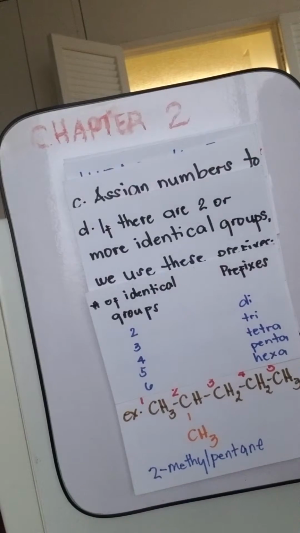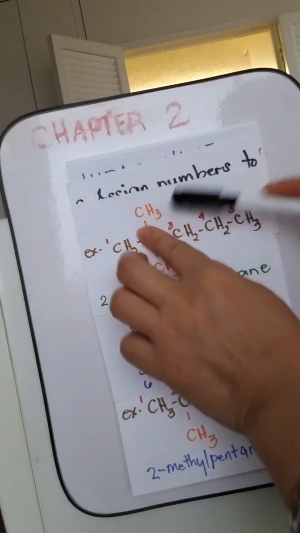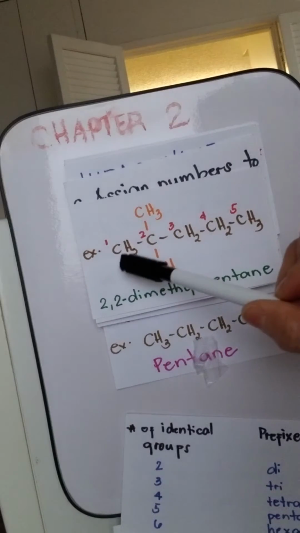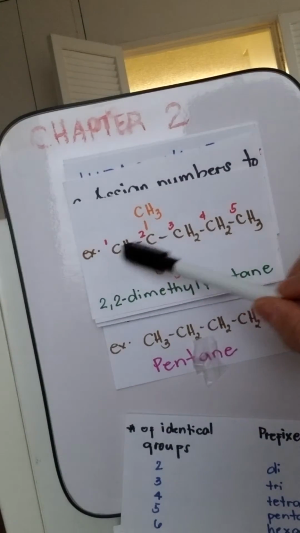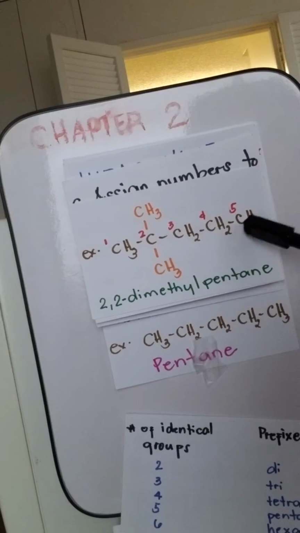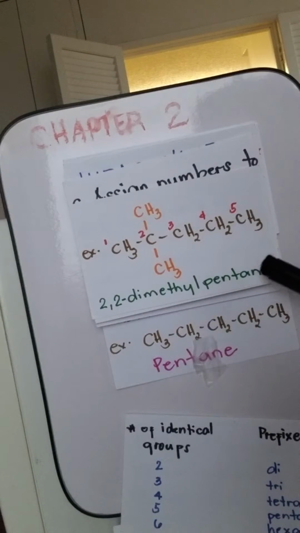For example, in this structure, we have 2 of the same groups attached to our mother chain. So what is our mother chain? The longest continuous chain of carbon atoms. In this case, how many carbon atoms are in our mother chain? The longest continuous chain is 5 carbon atoms. What is the prefix if you have 5 carbon atoms? It is pent. And the type of bond present in our mother chain is a single bond, and therefore our suffix is ane. So the complete name for our mother chain is pentane.